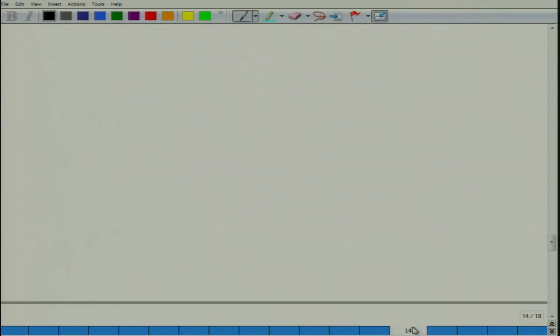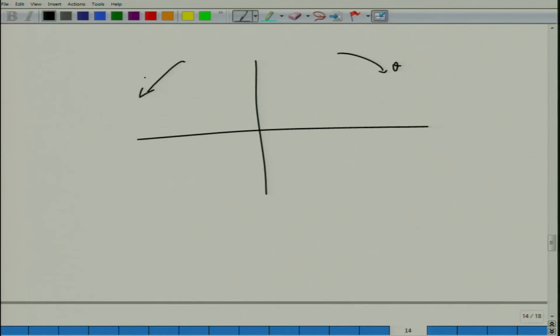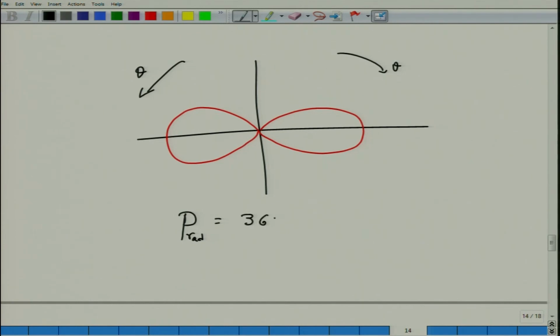If you plot the power pattern of this antenna in the polar plot, with increasing theta along the positive and negative directions, it will turn out to be something like this. If we calculate the directivity of this antenna, which is the long wire antenna, the power radiated for typical values turns out to be about 36 times I square, and the directivity of this antenna turns out to be about 2.15 dB.